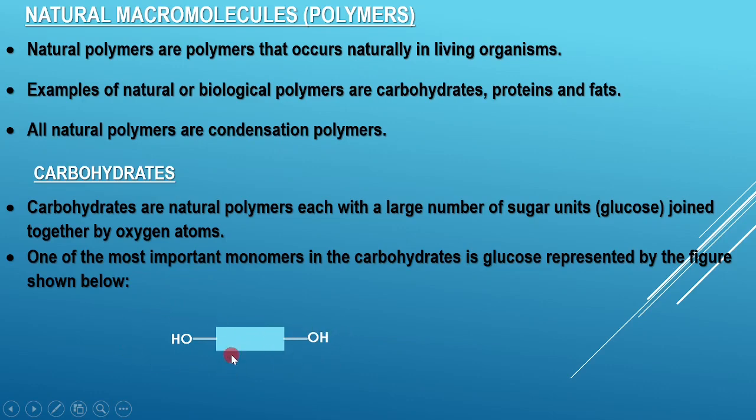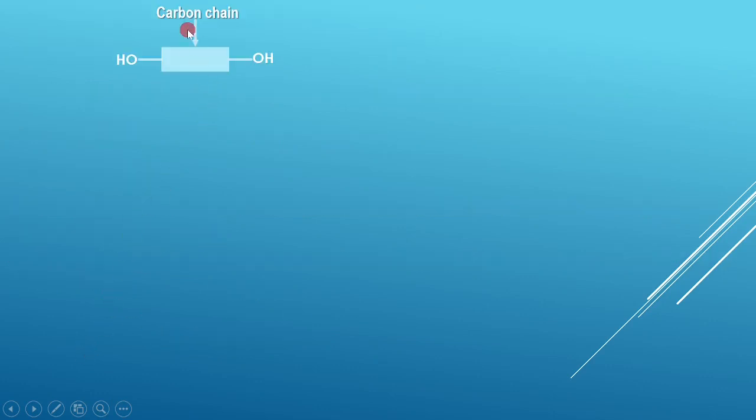All right, so we are saying this one is a carbon chain, while this one is a glucose molecule. So this is how we represent the glucose molecule in short form. So this is a monomer of carbohydrate. Okay, so I've pushed it here.